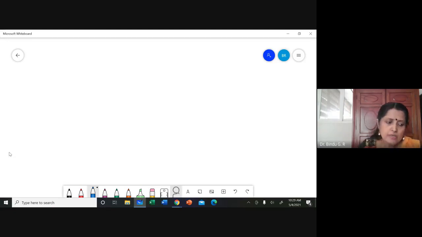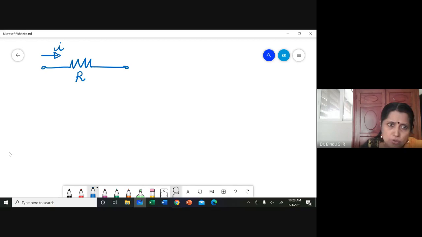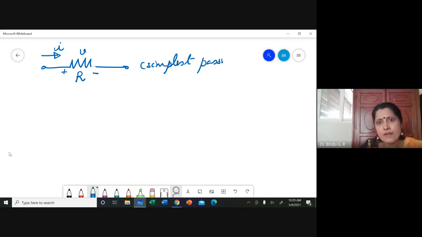Now, the resistor: I told you the resistance is the modeling part of the property called resistance, and it is indicated by R, as you all know. If current is passing in this direction, you have a voltage drop. You put plus and minus like this, and you have a voltage drop here. And the resistor is the simplest passive element.